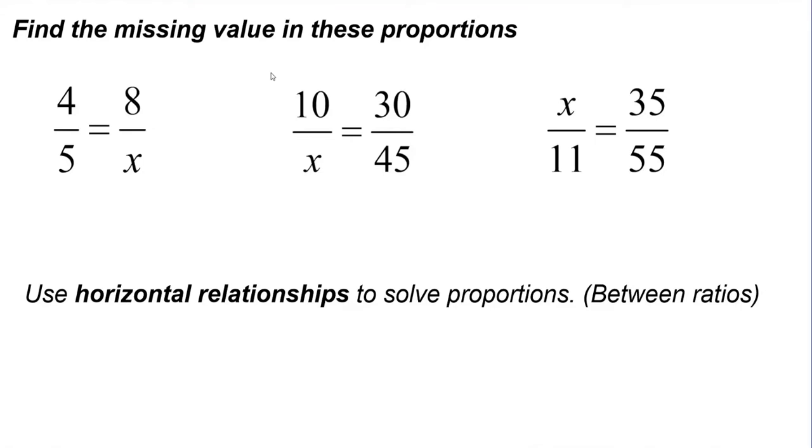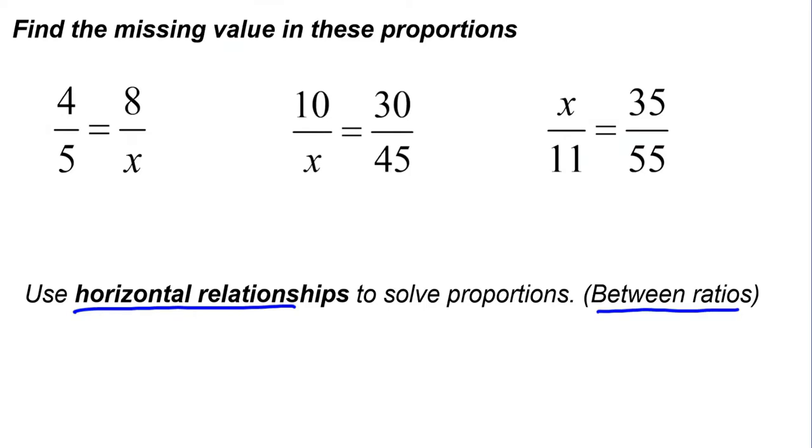So here I have three proportions. You'll notice there are missing values in each one of them. And one of the strategies we can use to solve a proportion or to find a missing value in a proportion is to use horizontal relationships. What we're going to do is look for relationships between the ratios. So from one ratio to the other, we're going to look for some type of multiplication or division relationship.